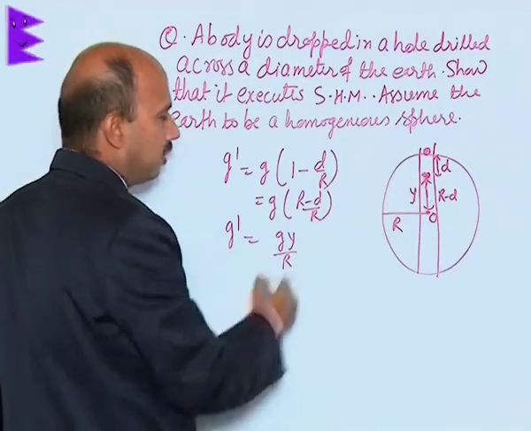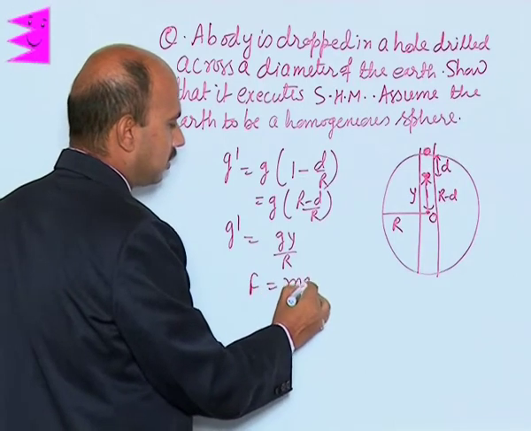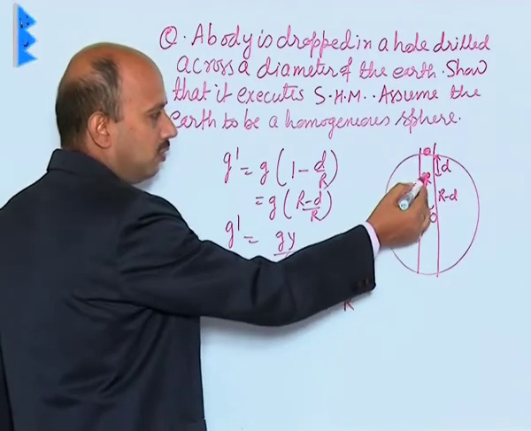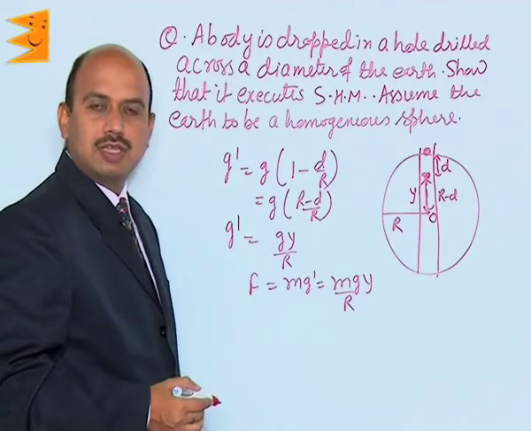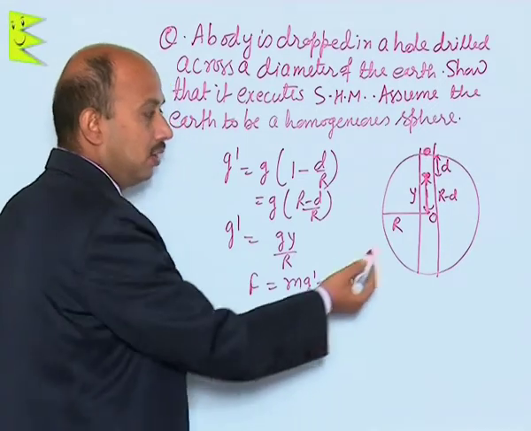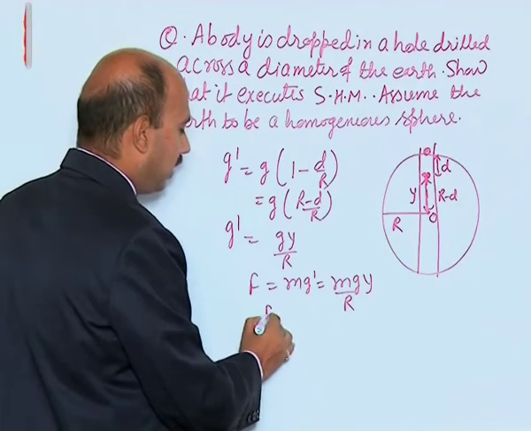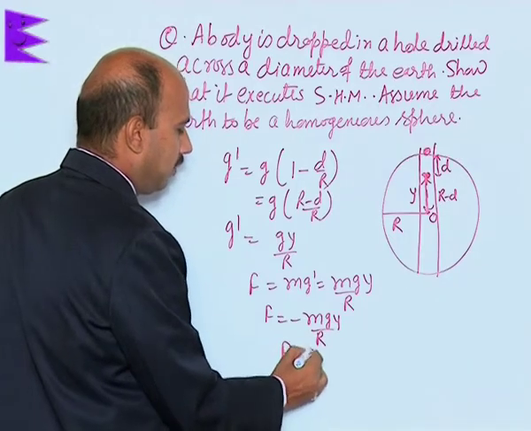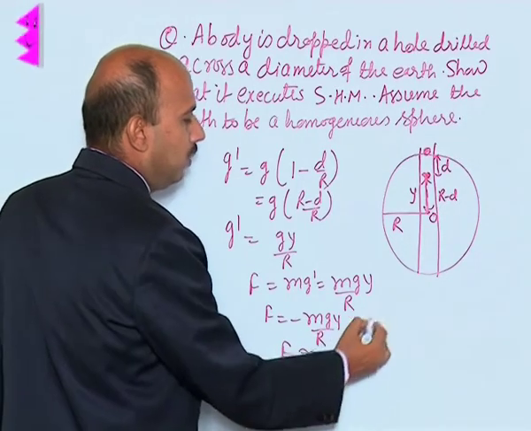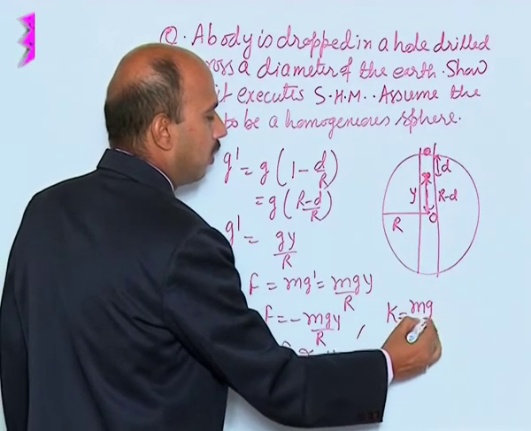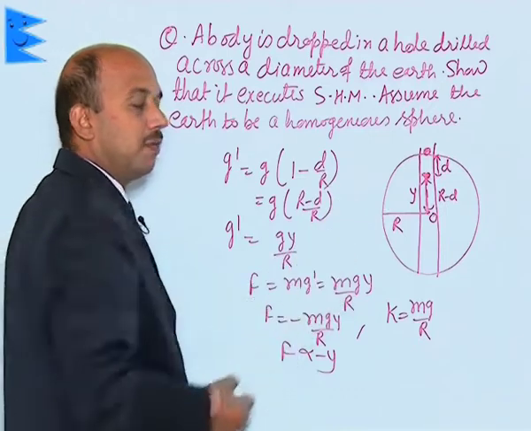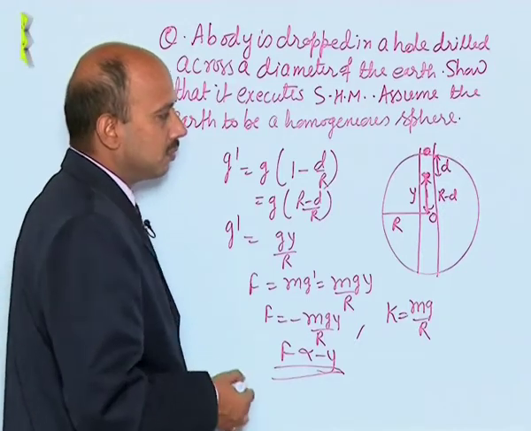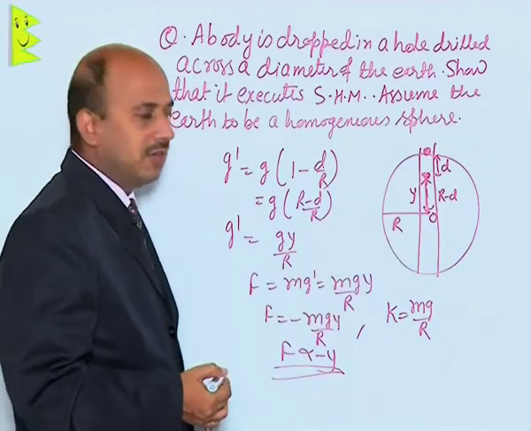So, the force acting on this particle is m g dash, that is m g y upon r. Now, this force is acting towards the mean position, that is a gravitational force, so that should actually be the restoring force. So, we can write F is equal to minus m g y upon r, that means F is proportional to minus y. So, you will get k is equal to m g upon r. It means this body will perform simple harmonic motion, because F is proportional to minus y about the mean position O, that is the center.